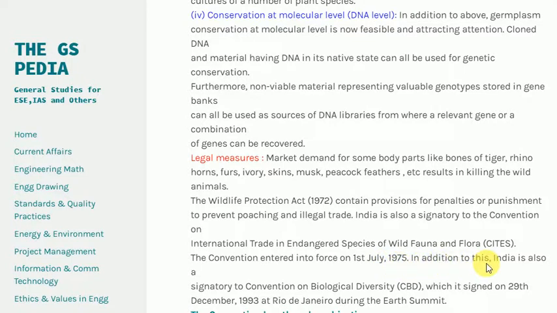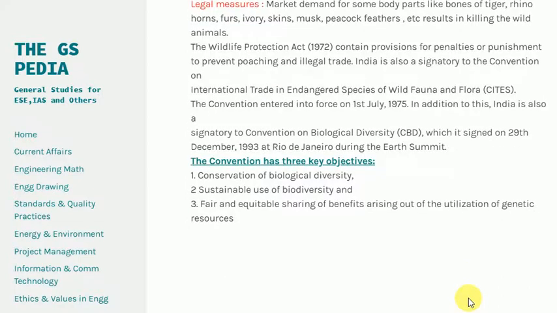In addition to this, India is also a signatory to the Convention on Biological Diversity (CBD), which it signed on 29th December 1993 at Rio de Janeiro during the Earth Summit. The convention has three key objectives. 1. Conservation of biological diversity. 2. Sustainable use of biodiversity, and 3. Fair and equitable sharing of benefits arising out of the utilization of genetic resources.